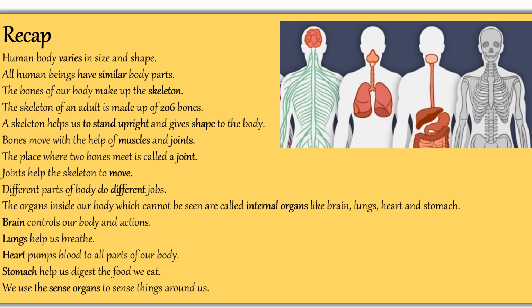Brain controls our body and actions. Lungs help us breathe. Heart pumps blood to all parts of our body. Stomach helps us digest the food we eat. We use the sense organs to sense things around us.